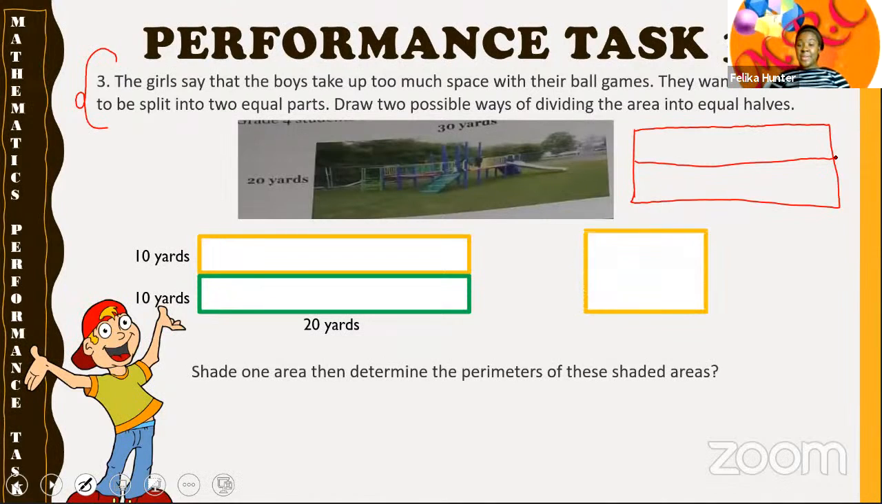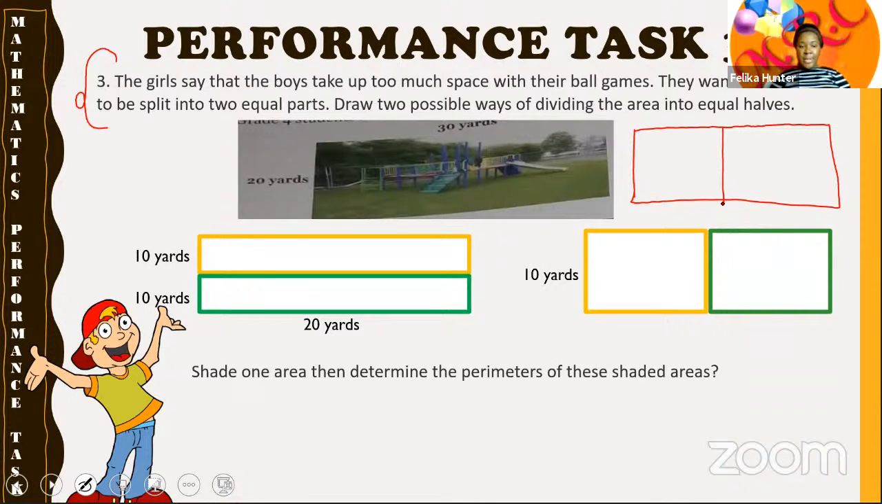Or another way we could have split it is instead of going across like that, we could have come down the middle, right? Exactly down the middle, right? So the boys would have gotten the top and the girls gotten the bottom, all right? So here would have been 20 yards, not 10, and there would have been 15 yards, and there would have been 15 yards. So we split it. It's the same playground, but we're splitting it.